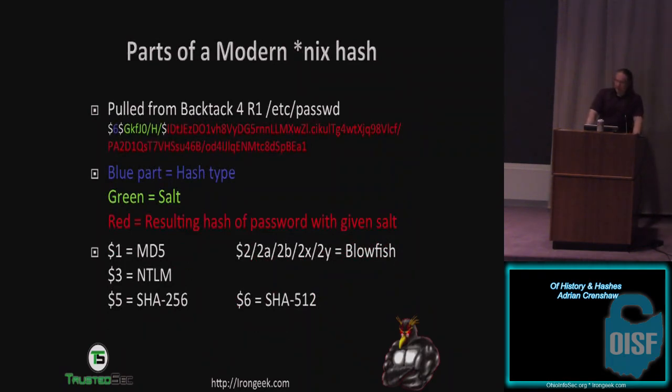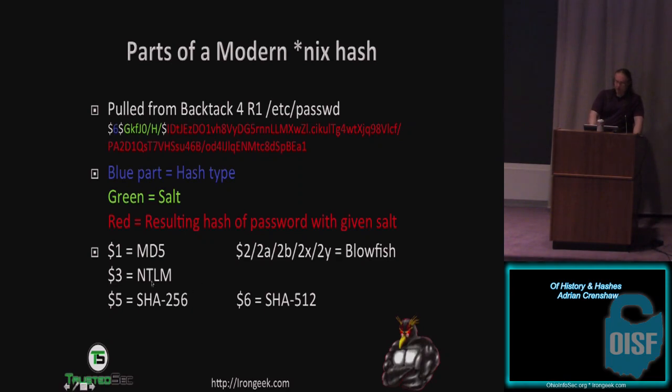These are parts of a modern password hash. The part in blue is the hash type, so you know what algorithm it is. In this case, it's a SHA-512 algorithm. The green is the salt that's going to be used with the algorithm to make sure if we both have the same password, it's not always going to come out to the same thing. And the red part is the resulting hash of the password with the given salt.